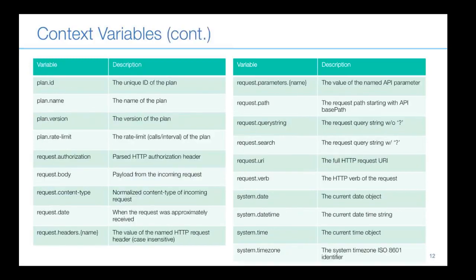All right, Tim, let's go to the next slide. I think the variables on this slide are pretty much the same as what we had before, except the request.parameters.name. In the Swagger, you can define the parameters associated with an API. The parameter could reside in the header, in the path, in the query parameter. If you want to access those API parameter values, you can access them through request.parameters.name. So that's something new in version 5.